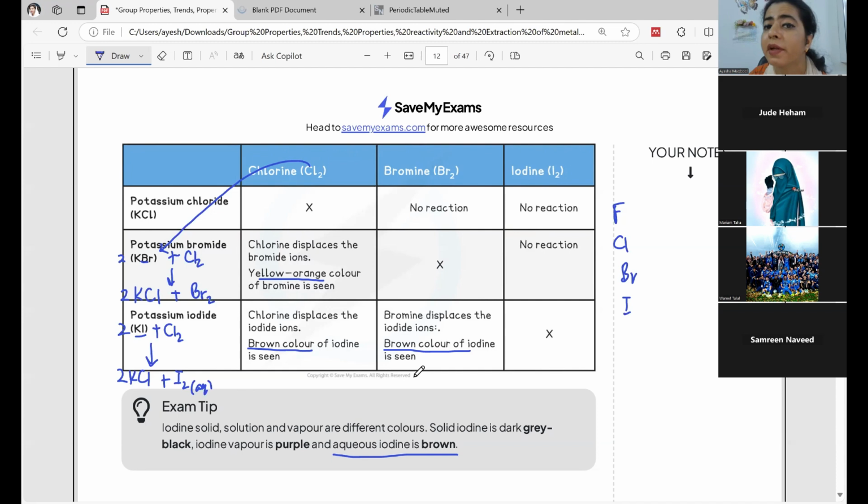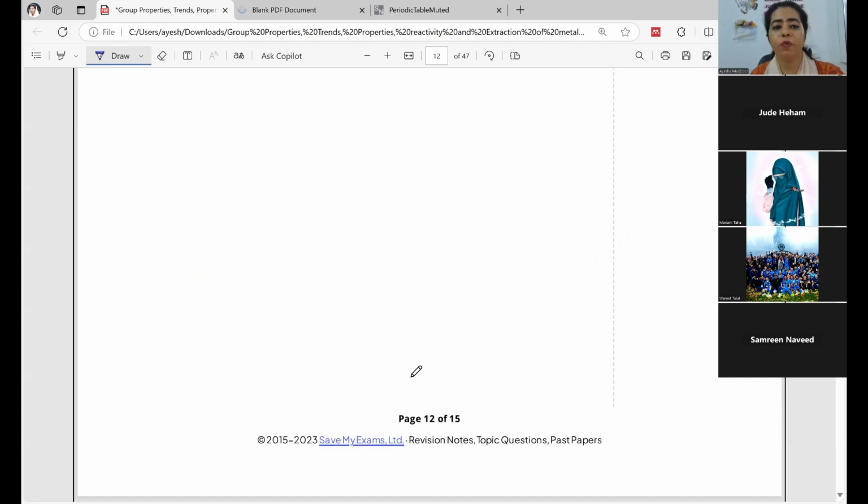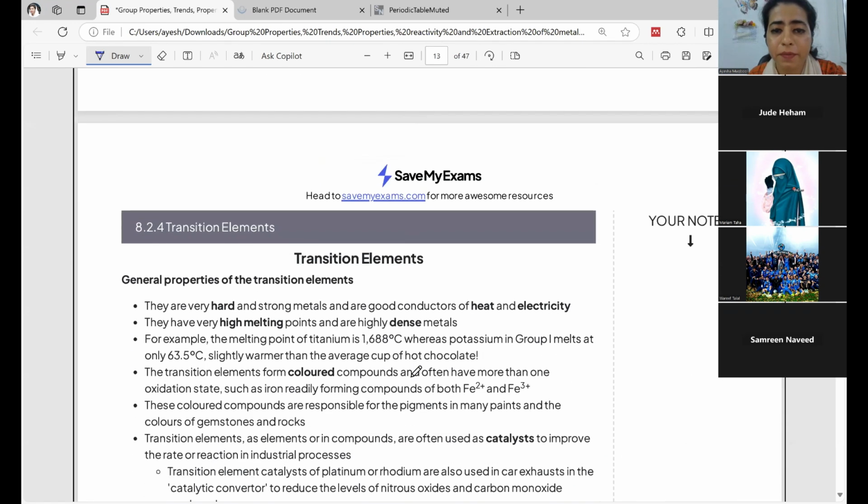So we are writing the aqueous state here because all the products formed over here will be aqueous. Oh, okay. Thank you so much. No problem. Okay. After that, we can move towards the transition elements.